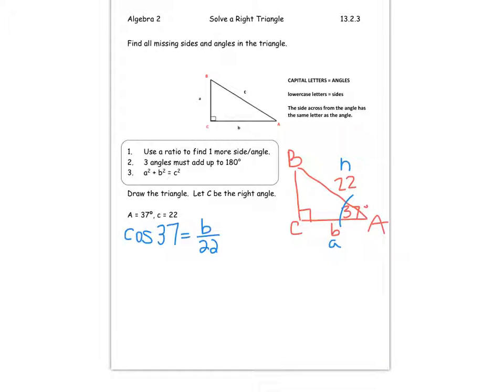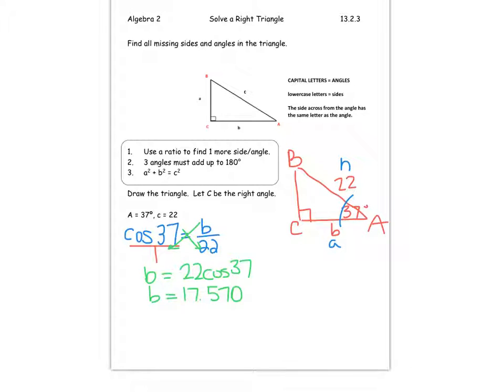When the variable's in the fraction, that's when I cross multiply and possibly divide. So I do B times 1, I get B. And I do cosine of 37 times 22, so I write 22 cosine 37 because I like to write the number first. Then I don't need parentheses. And B will equal 17 point, let's round that to 17.570.